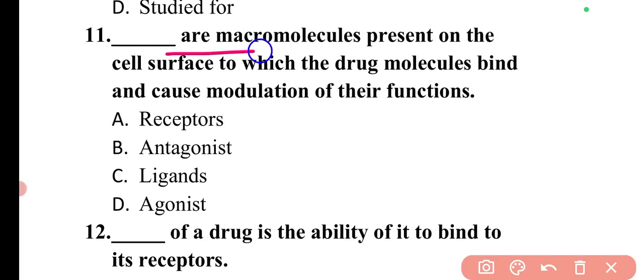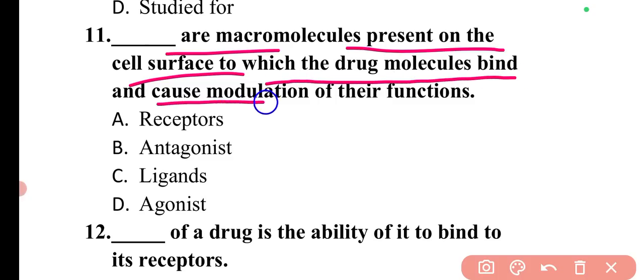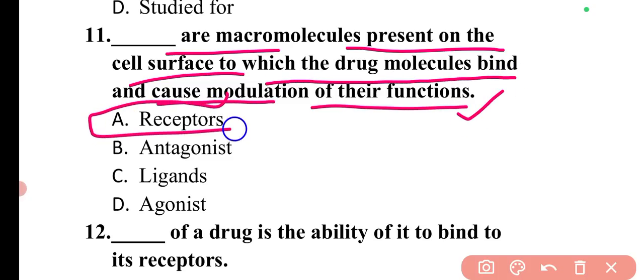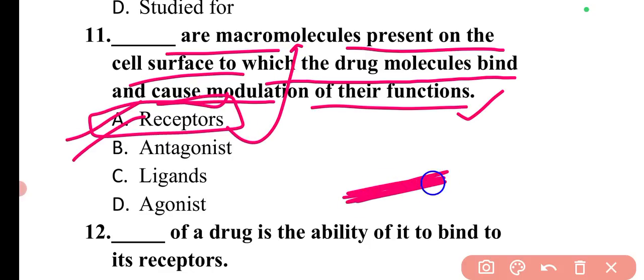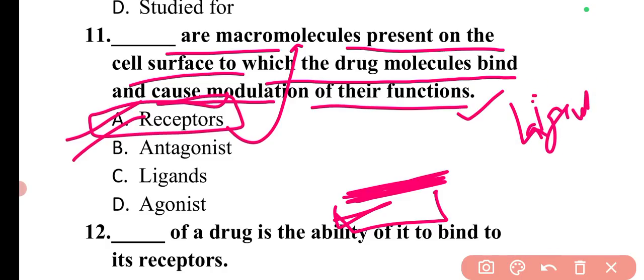Next question is, dash are macromolecules present on the cell surface to which the drug molecules bind and cause modulation of their functions. So these are basically the receptors. Receptors are macromolecules which are present on the cell surface, and the drugs or ligands or agonists come and bind to this particular receptor, and it will produce some response.